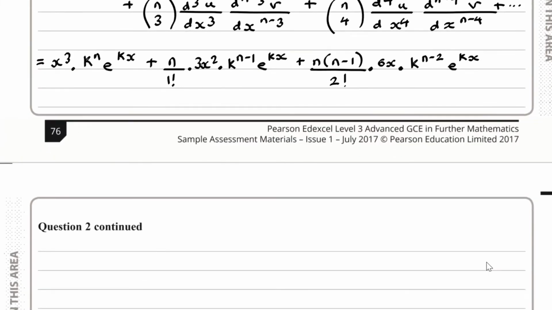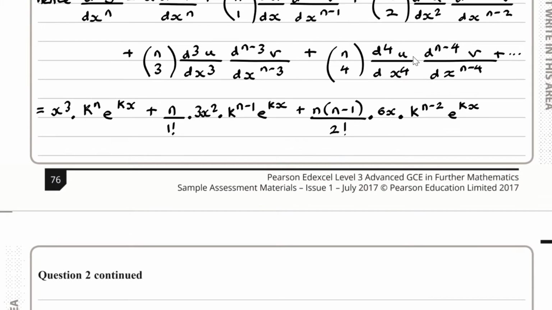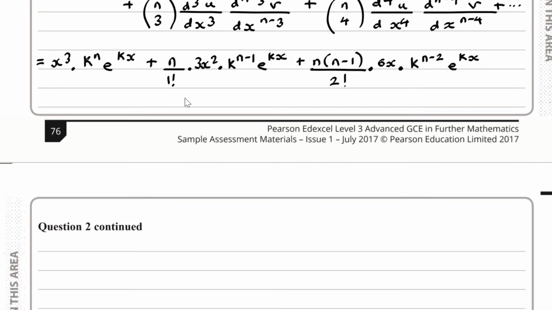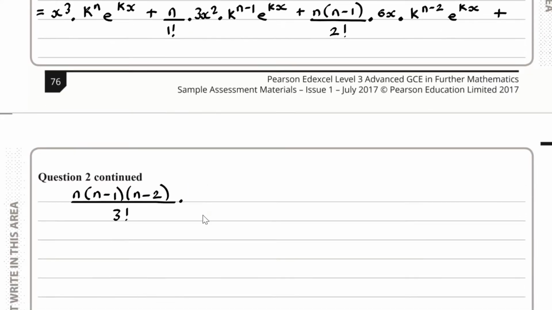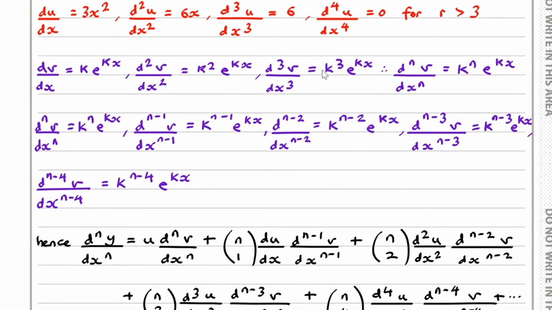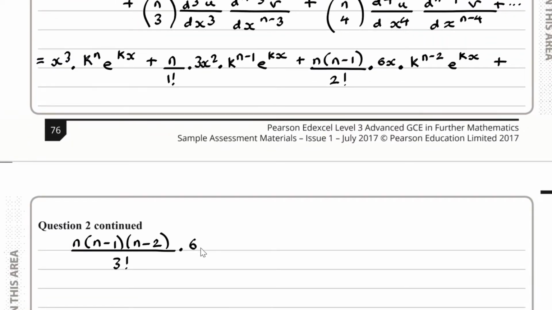Okay, and if we continue working the other terms out, we have now n choose 3, which is the same as n lots of n minus 1 lots of n minus 2 over 3 factorial, multiplied by d³u, so that's 6, and then we multiply this by k to the power of n minus 3, e to the power of kx. And then finally we have n choose 4.